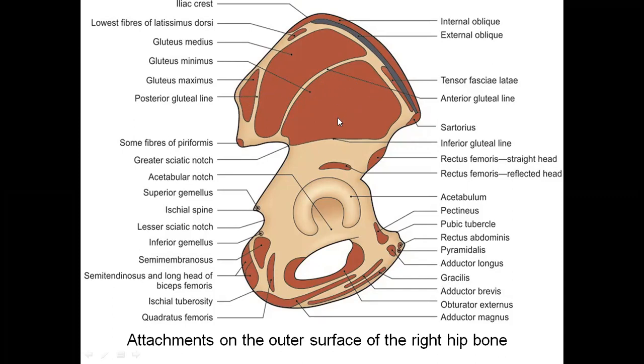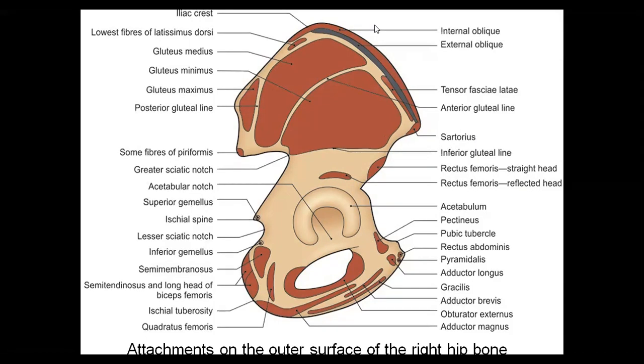Now this anterior superior iliac spine gives origin to sartorius. Then the anterior inferior iliac spine gives origin to rectus femoris. Rectus femoris muscle has two heads, that is straight head and reflected head. Straight head is coming from the anterior inferior iliac spine, whereas reflected head comes from the area above the greater acetabulum. Let me show you.